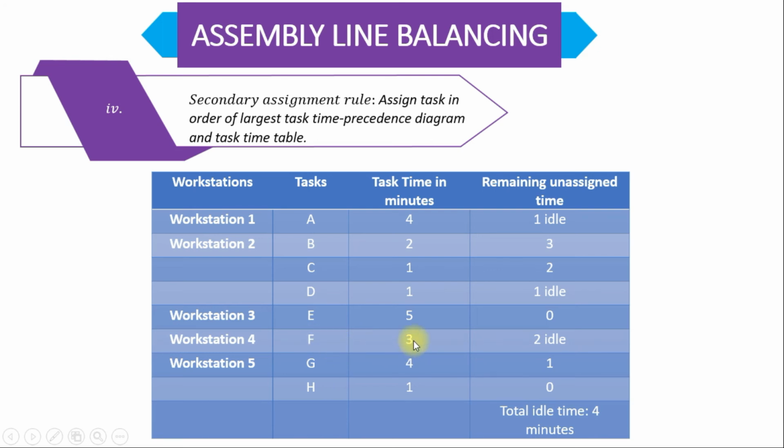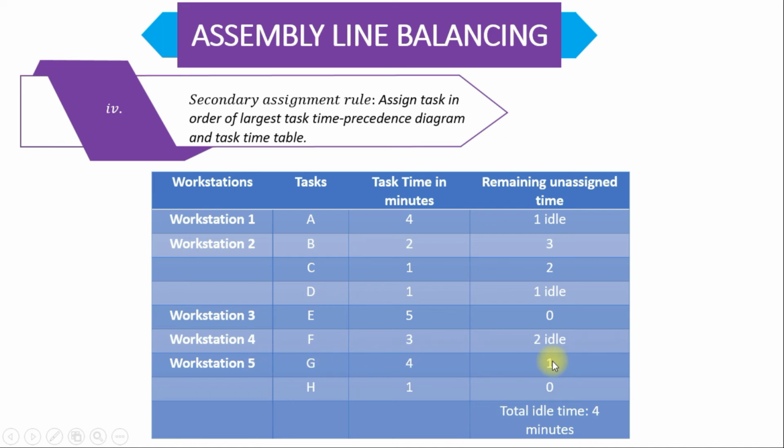Now F has a task time of 3 minutes. Subtract it from the workstation cycle time, which is 5 minutes, and you have 2 minutes remaining. Since the task time allocated to the next task, which is G, is more than 2 minutes, the 2 minutes becomes idle time. So we don't assign G to workstation 4 because the time remaining is less than the 4 minutes it needs. We assign it to a new workstation, workstation 5.